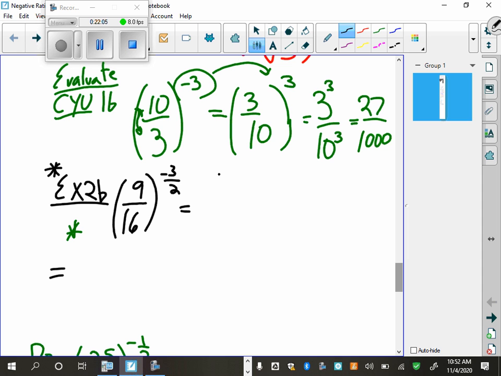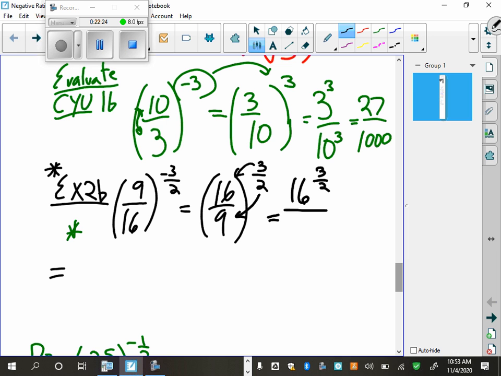Okay, so flip 9 over 16 to 16 over 9. Do you flip the exponent? No, never flip the exponent. So 3 halves. And now you apply the 3 halves to the numerator and denominator. You don't have to write this step. You can if it helps you, because it took me 4.5 seconds to write that step. If you want to, you can just go right to the square root of 16 all cubed divided by the square root of 9 all cubed.